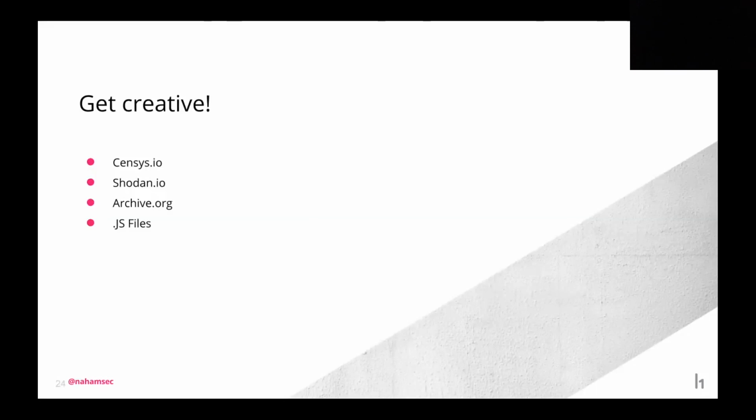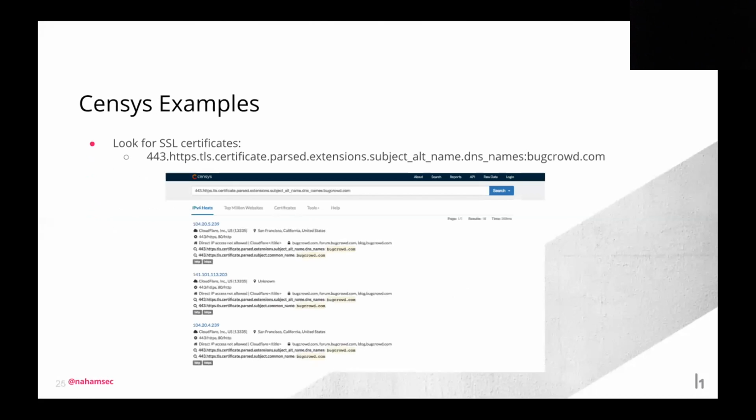I know a lot of people are already using Censys, Shodan, archive.org that Sean talked about, and JavaScript files. With Censys and Shodan, it's all about getting creative and actually knowing how the application works. One of the simplest ways of doing this is just looking at their documentation. I usually like to parse through their certificates. So for example, you search Bugcrowd.com, and it gives you every IP address that has a cert with Bugcrowd on it.